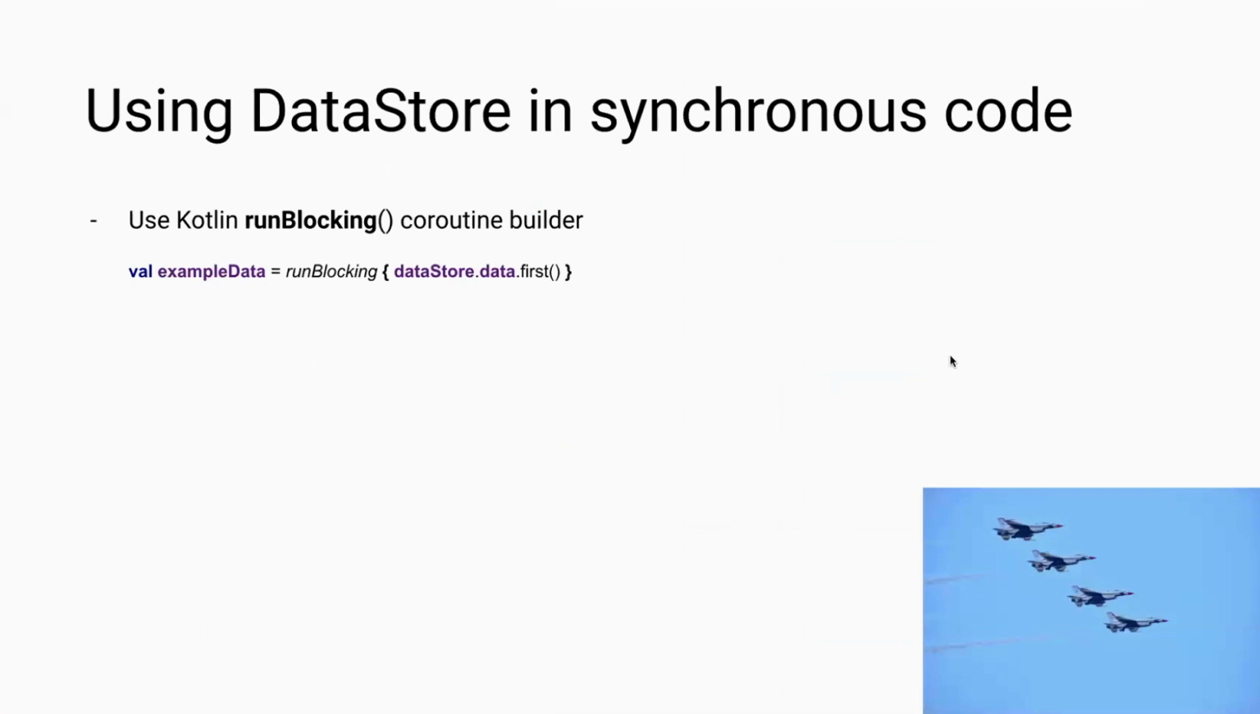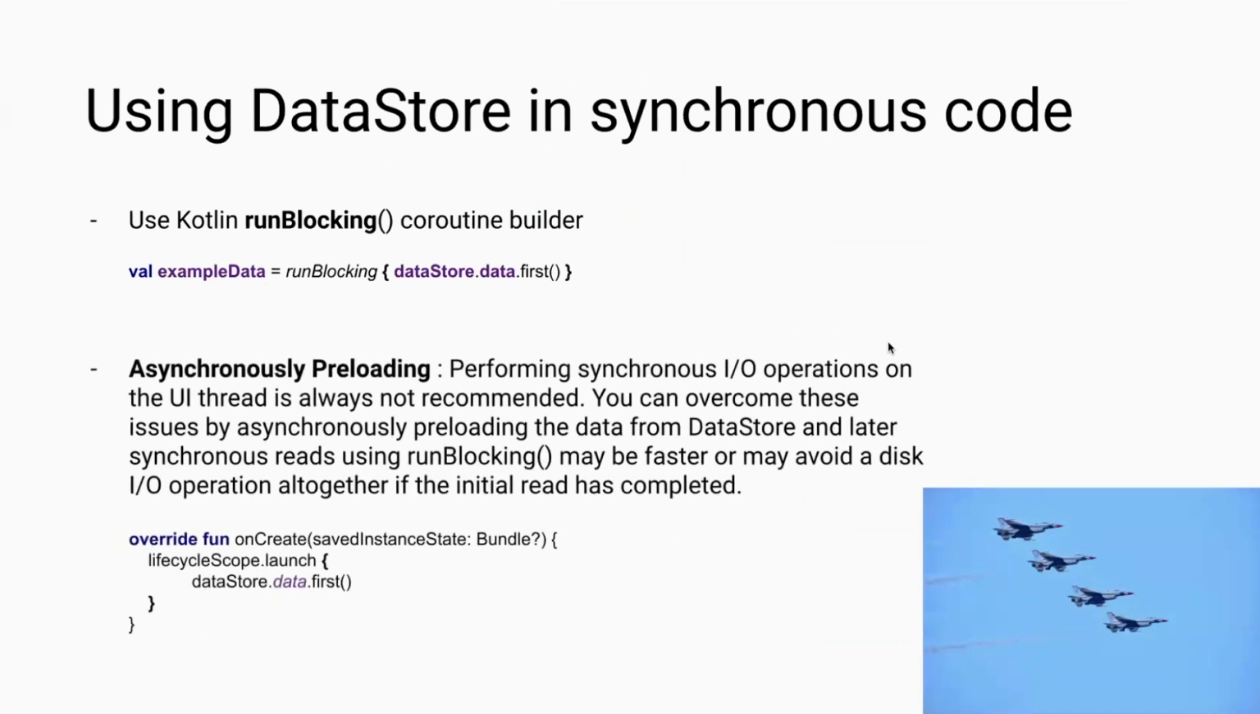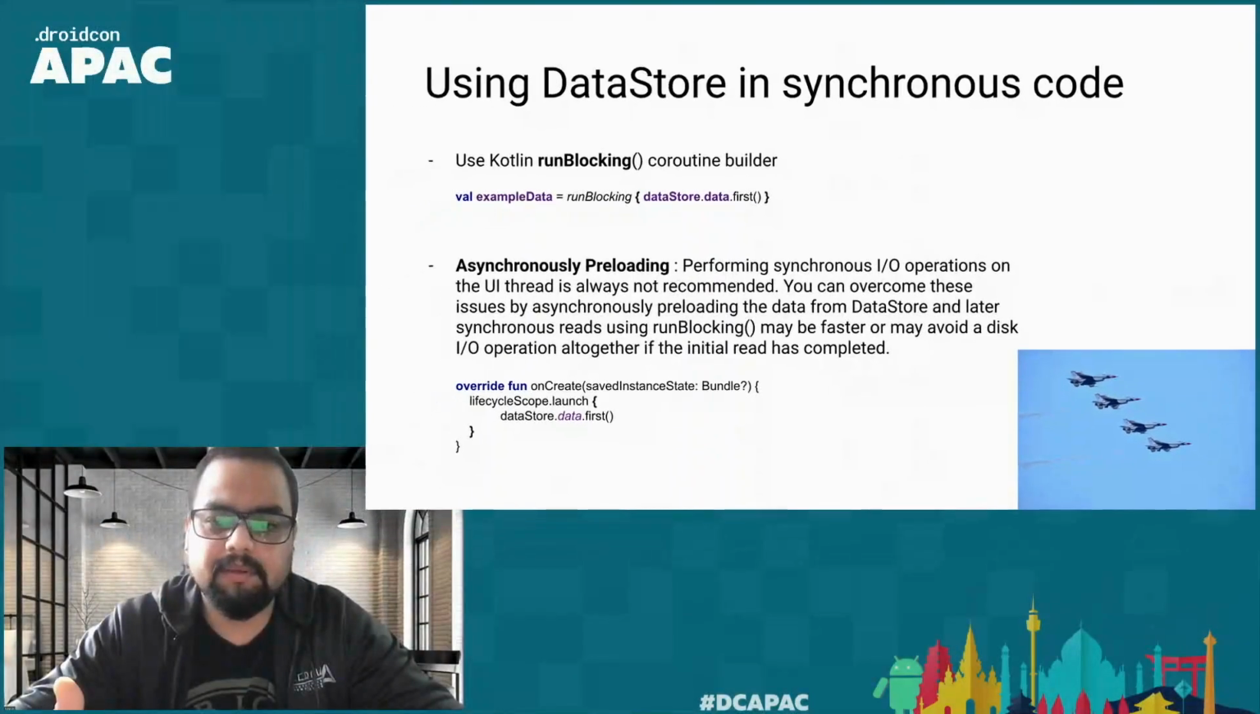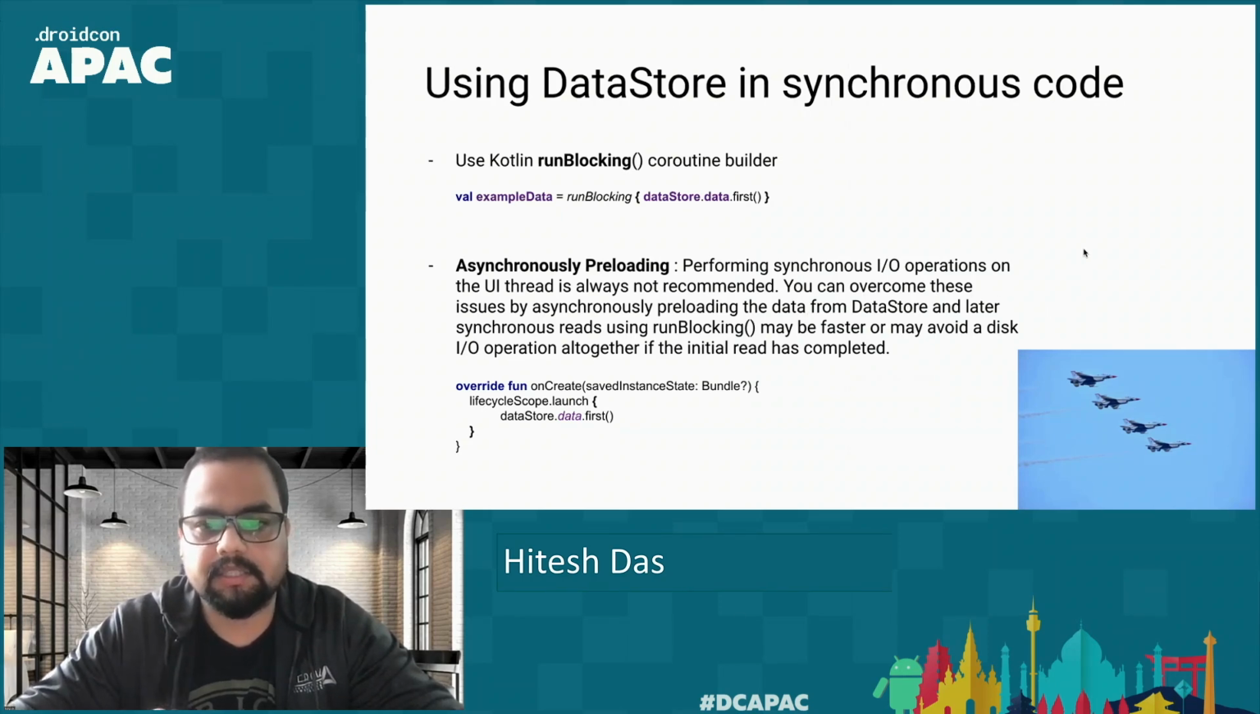Moving ahead, using data store in synchronous code. As I told in the very initial slides, it can be used as a synchronous mechanism, but yes, we should avoid using this. You can use the coroutine runBlocking builder to basically run the data store in a synchronous manner. Or you can do asynchronous preloading. You can asynchronously load the data store, and after the load is performed, next time, since the data will be cached, whenever you do a synchronous operation, there will be no hit on the performance. So you can directly have asynchronous preloading in place if you want to read the data store in a synchronous manner in your existing app.